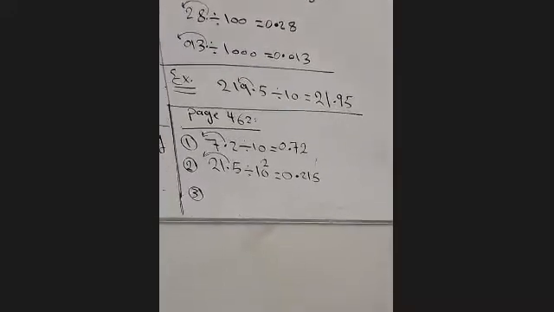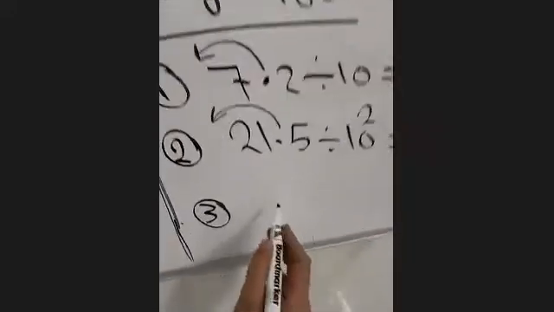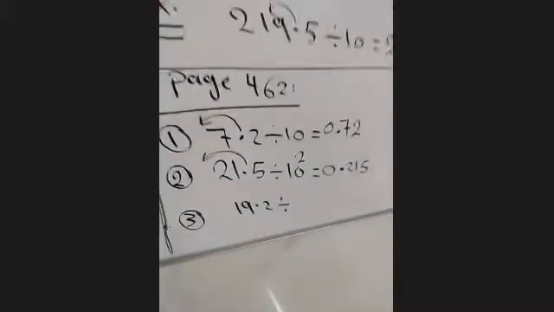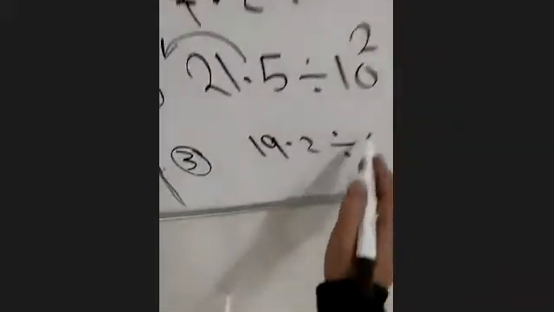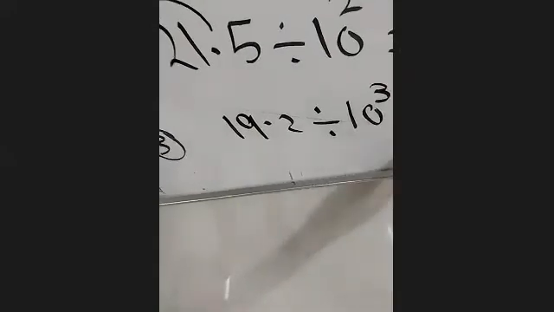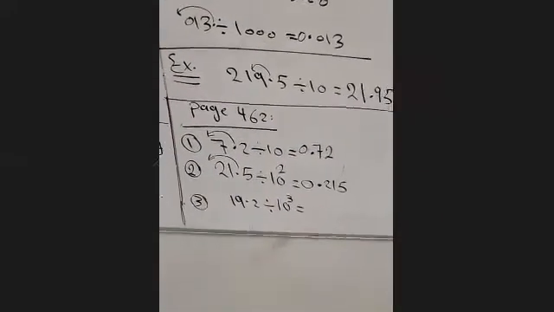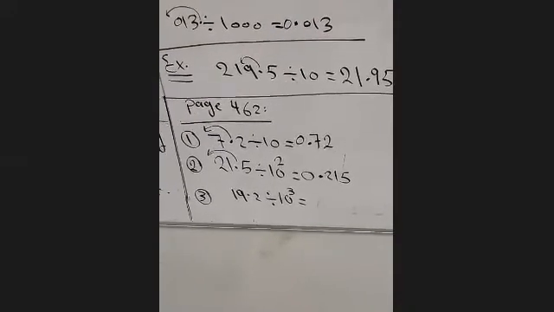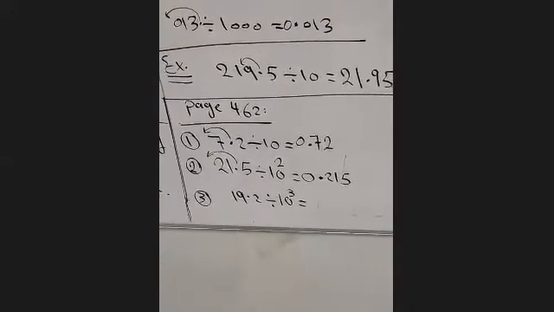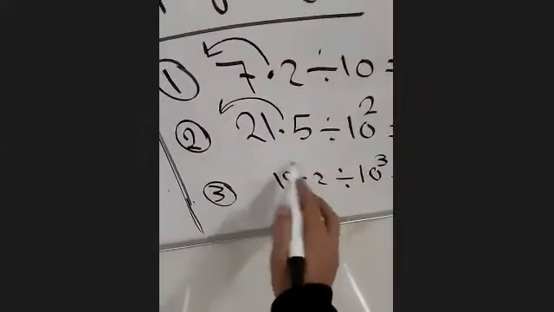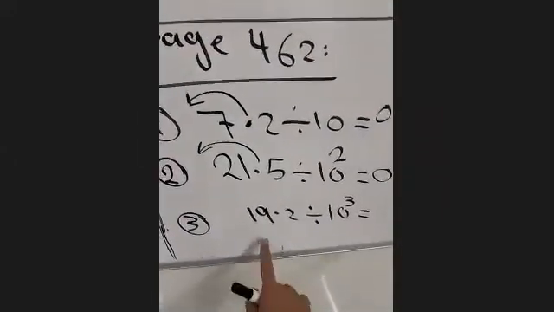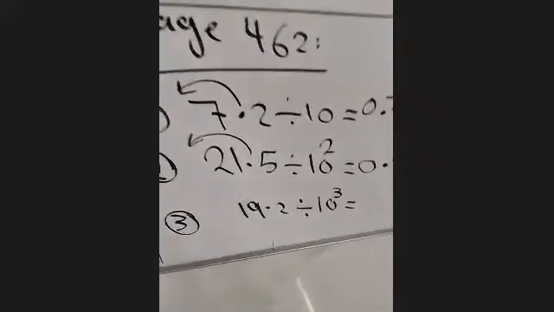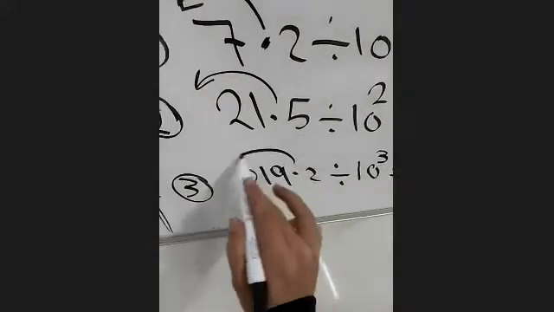The question is 19.2 divided by 10 to the power of 3. Yalla, tell me what we will do here. In division, we will go to the left. We will push the decimal to the left 3 digits. But I have only 2 digits. What will I do? We will add 0. Add 0, then push 3 digits.